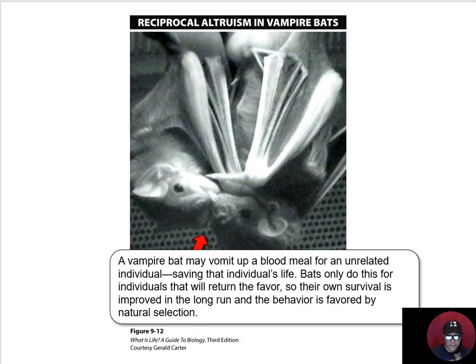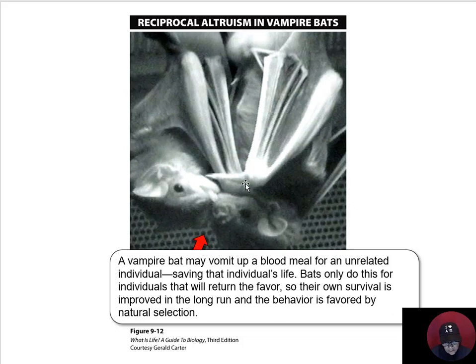So, for example, remember that vampire bat that I showed you earlier? So here, this is an example of reciprocal altruism in vampire bats. A vampire bat may vomit up a blood meal for an unrelated individual, saving that individual's life. So they fly back to the cave. One individual didn't find anything to creep up on and eat. It's going to starve to death because it didn't eat that night.